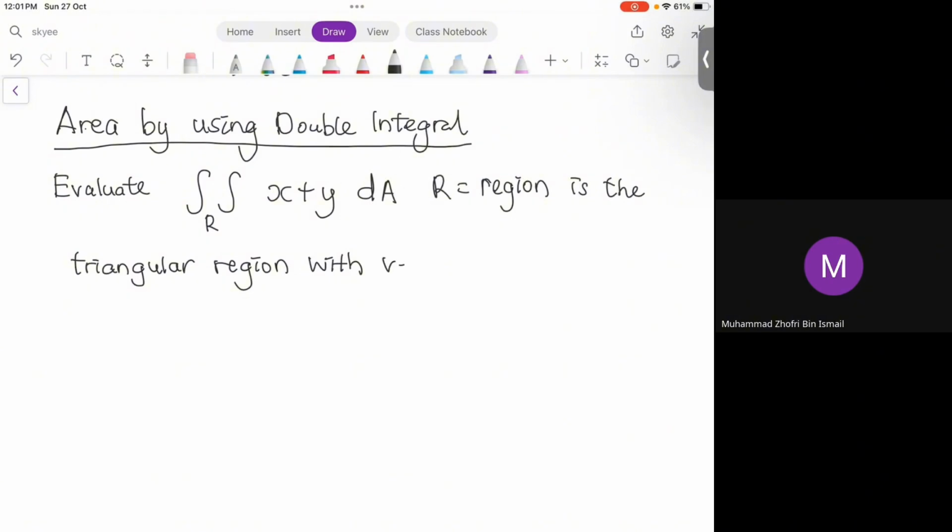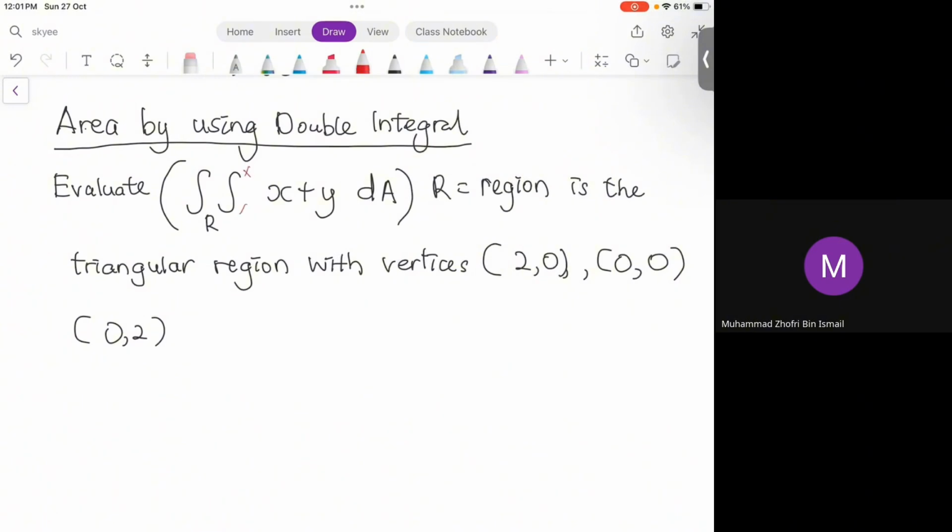with vertices 2, 0, 0, 0, and 0, 2. So R is a triangular region with the vertices 2, 0, 0, 0, and 0, 2. So you have to evaluate. In this question, they didn't tell you what the limit is, unlike the previous questions, where they already tell you the limit so you can straight away solve it. But for this question, they didn't tell you.